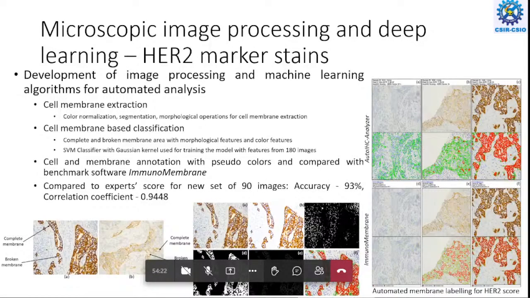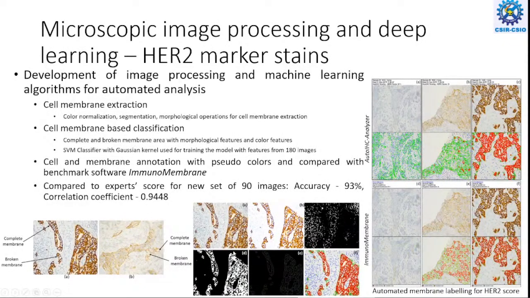So here we have applied color normalization, segmentation, and morphological operations to extract the cell membrane or cell boundary. And from the cell boundary, we have applied pseudo coloring on the boundary as well as the detection of the cell. So if you see here, the image was enhanced or brightened, and we have detected the negative cells in blue color, and the membrane staining in brown color, and then we have used skeletonization of this membrane to get only the pixel locations of the boundaries.